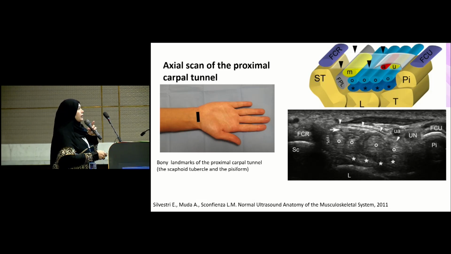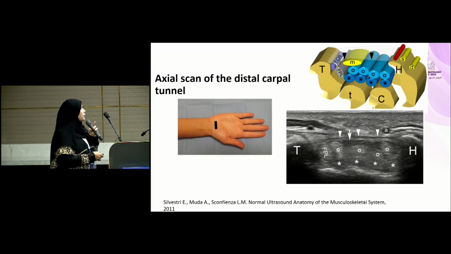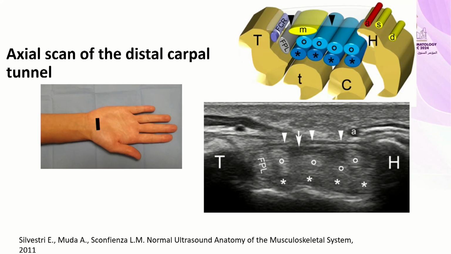And this hypoechoic line represented by the arrowhead represents the flexor retinaculum. Underneath, you can appreciate the flexor digitorum superficialis and profundus and flexor pollicis longus. On top, there is a superficial hypoechoic structure, fascicular in pattern, which is the median nerve. Moving more distally in the carpal tunnel, you can appreciate the flattening of the retinaculum represented by the arrowhead. This is the median nerve and the flexor tendon underneath, between the trapezium and hook of hamate.